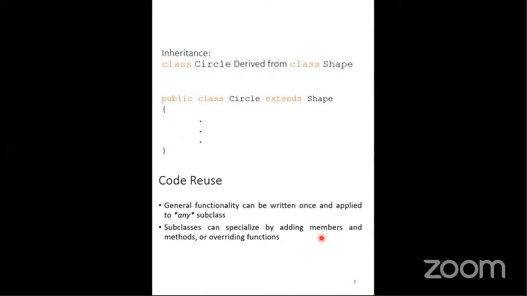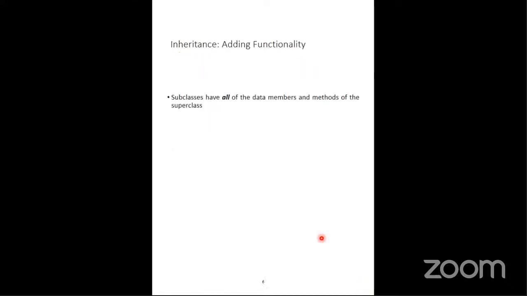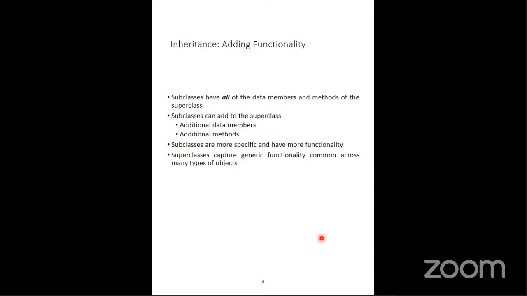And what is method overriding? Subclasses have all the data members and methods of the superclass as we discussed, and subclasses can add additional data members and additional methods to the superclass, as I just explained. Subclasses are more specific and have more functionalities. Superclasses capture generic functionality common across many types of objects. This is already understood very well, I guess.